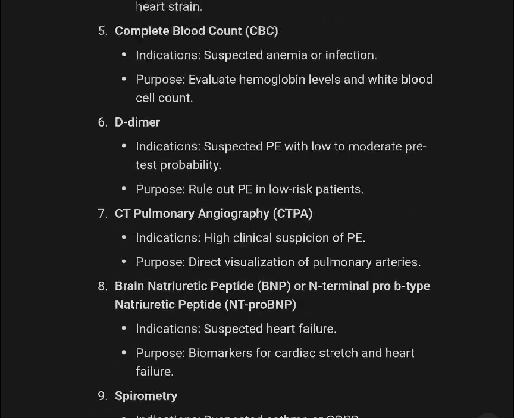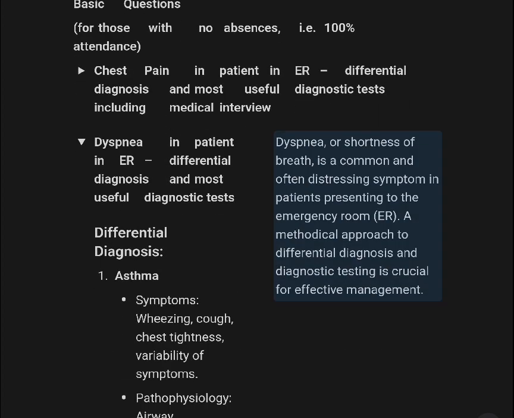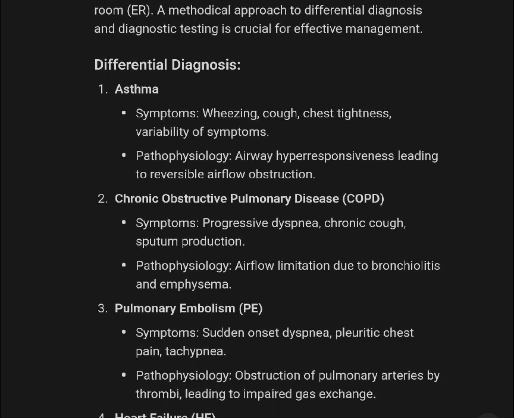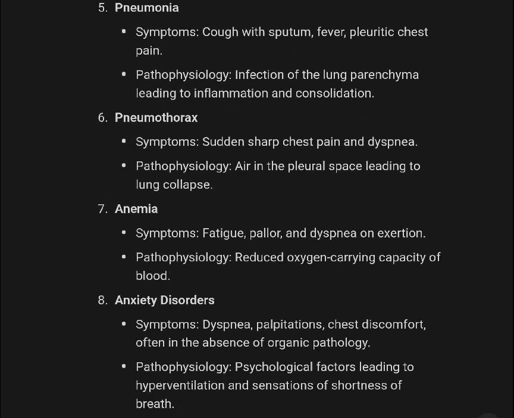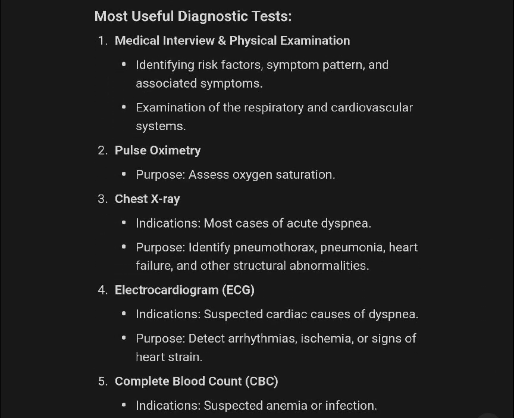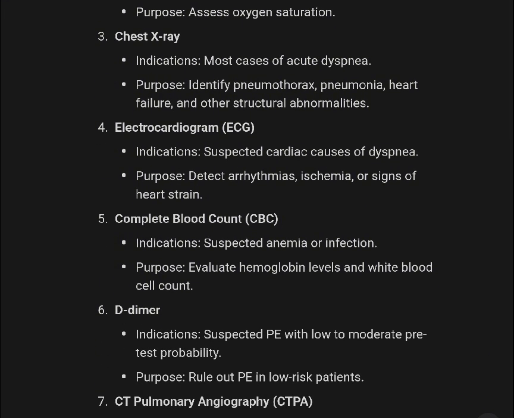in the emergency setting. Dyspnea in the patient, diagnostic testing. Differential diagnosis: asthma, COPD, PE, heart failure, pneumonia, pneumothorax, anemia, anxiety disorder. Most useful diagnostic tests: medical interview and physical examination, pulse oximetry, chest X-ray, echocardiogram, complete blood count, D-dimer, and CT pulmonary angiography.